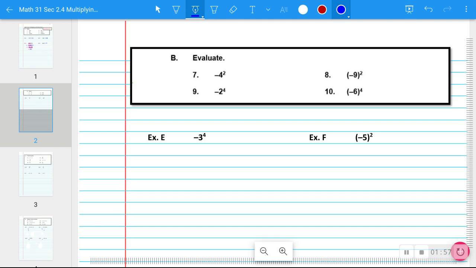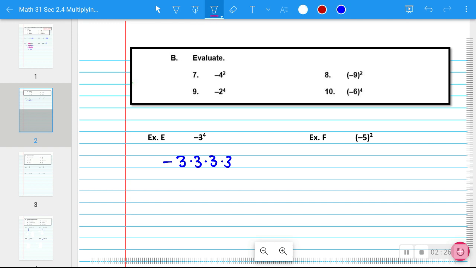Okay, examples E and F are all about exponents. It's important to know that you have to treat these differently when they have a set of parentheses around the base and when they don't. The base on the first one, example E, is actually just the 3. So we're not going to be multiplying that negative over and over again. It's just the 3 that gets multiplied repeatedly.